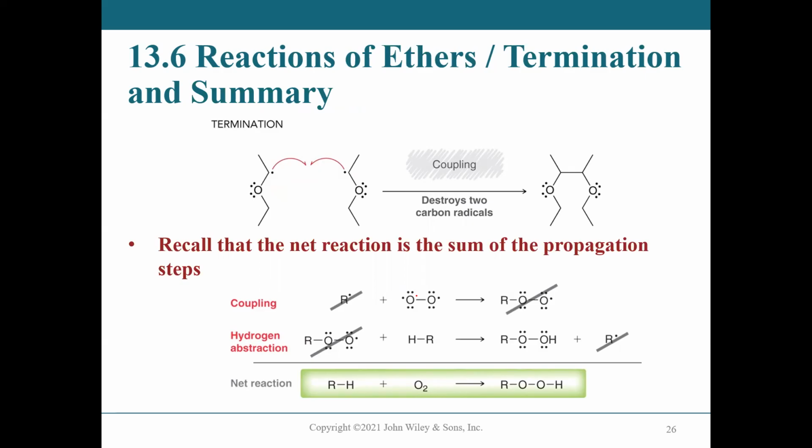So it says recall that the net reaction is the sum of the propagation steps. That means if you see it on the left side and it's on the right side, you can cancel it out. So you have RH, O2, gives off this.